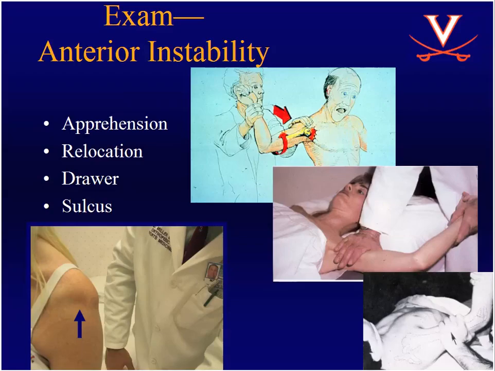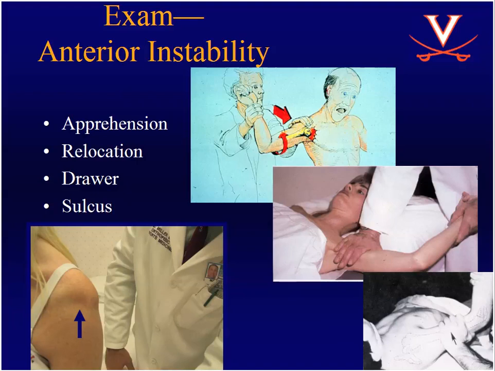Then you do your more specific examinations for disease-specific areas. For example, apprehension: abduction and external rotation of the arm will cause apprehension in the patient who has anterior instability. Relocation: you push down on that same arm that you were doing the apprehension test on, and the patient gets relief. There's another little test you can do by releasing that relocation, and they can surprise the patient, and they'll have apprehension again. That's called the surprise test.